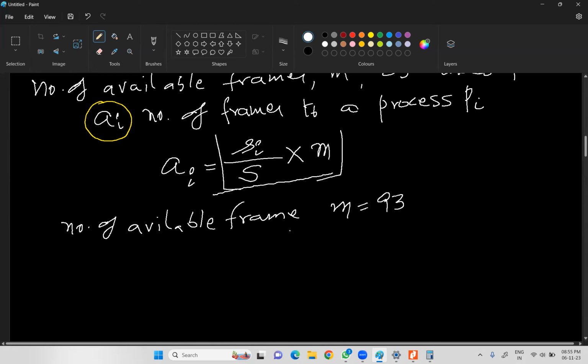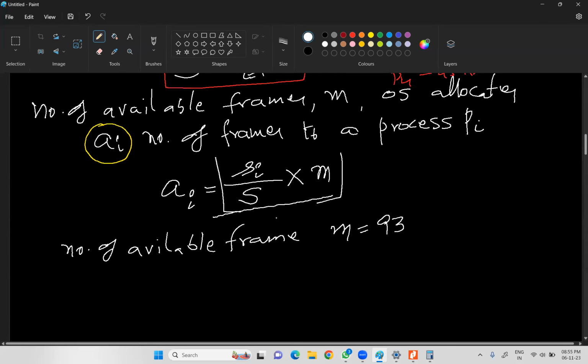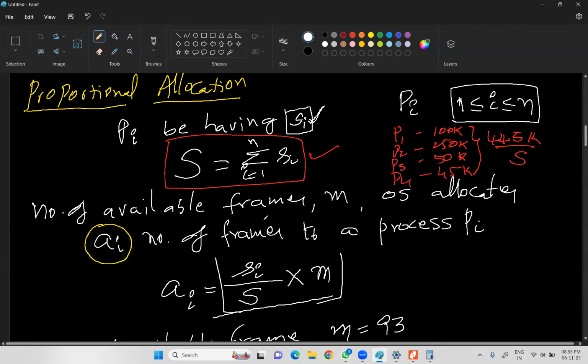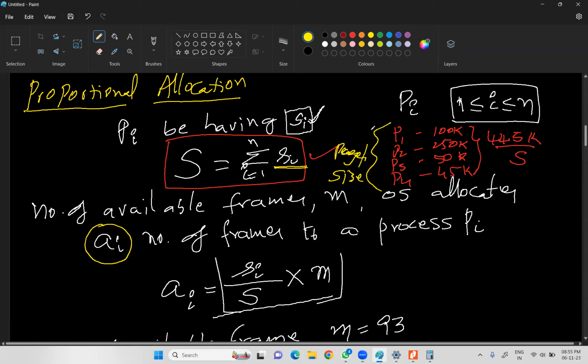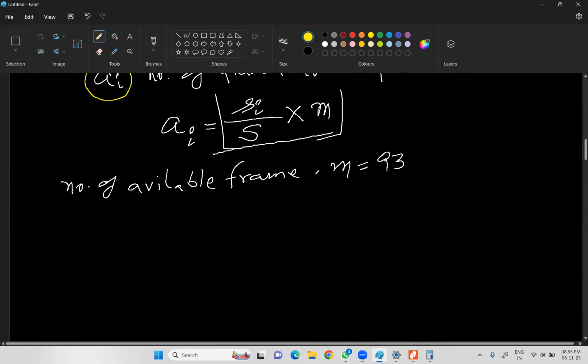Then the total number of pages or sizes which are required. Let us consider s_i must be this particular value. s_i must be the number of pages, or otherwise the size, no problem. Either pages or size of the process, anything is okay. For simplicity, let us consider the number of pages instead of size. So the total number of pages will be capital S, the total number of pages to be executed.